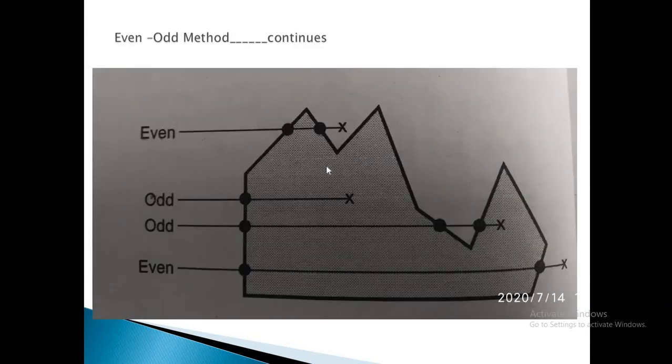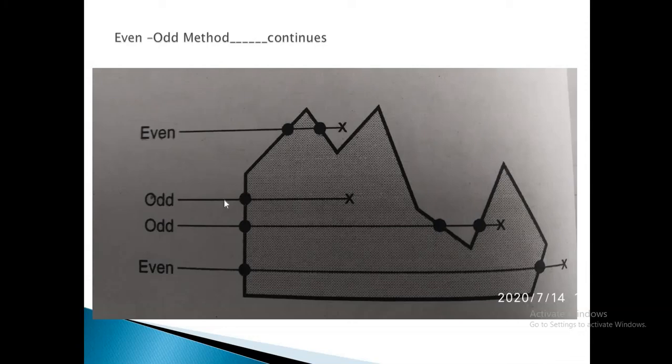Here the figure shows the even-odd method. In this method, we check how many times the line is crossing the edge. There is a 1 and 2. Two means it is even, and if the count is even, then the point lies outside of the polygon.